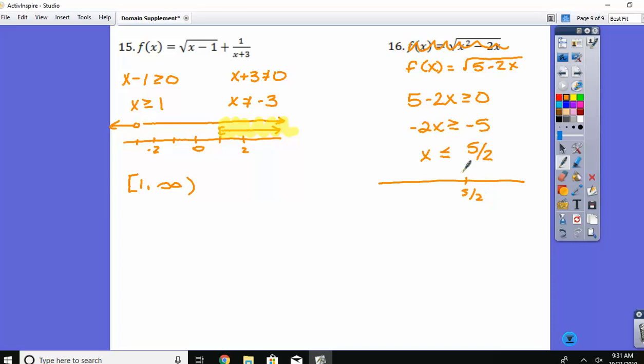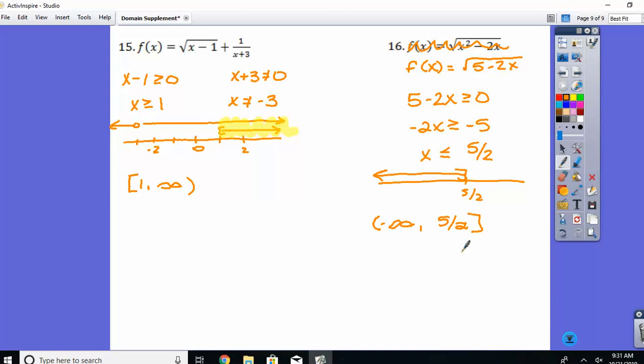You have 5/2, you are at everything smaller than that. So what would my interval notation be? 5 halves, and negative infinity. And I'm just going to flip that and write the smaller one first. So negative infinity, comma, 5/2 with a bracket. So you always want a negative infinity on the left side. Yes, you always go small to large.